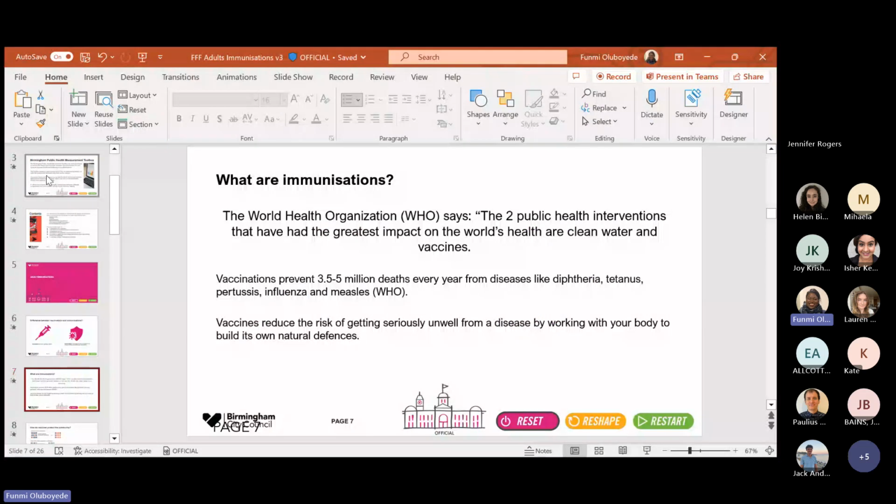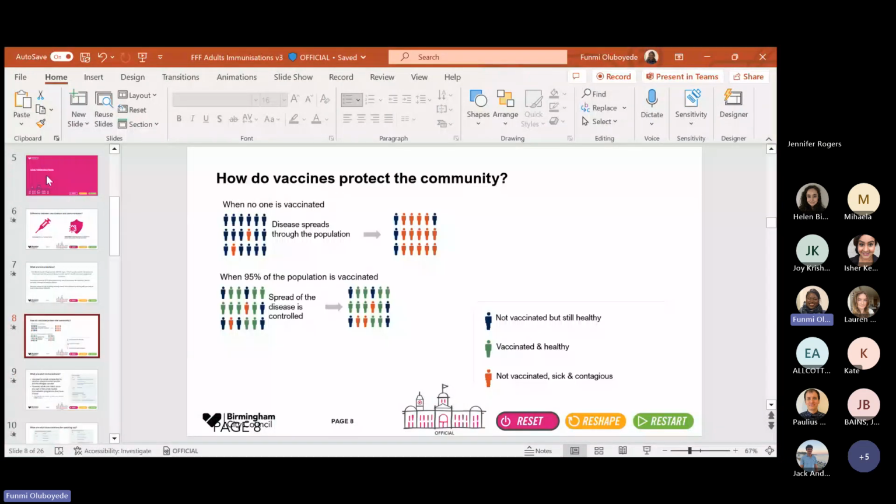So what are immunisations? Well, the WHO says that the two public health interventions that have had the greatest impact on the world's health are firstly clean water and secondly vaccines. Vaccines have been shown to prevent 3.5 to 5 million deaths every year from diseases like diphtheria, tetanus, pertussis or whooping cough, influenza or flu, and measles. Vaccines reduce the risk of getting seriously unwell or even dying from a disease by working on your body to build its own natural defences. So how do vaccines protect the community?